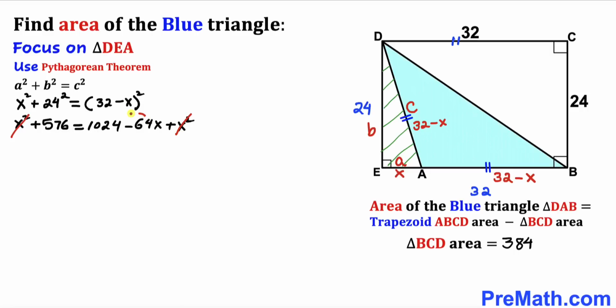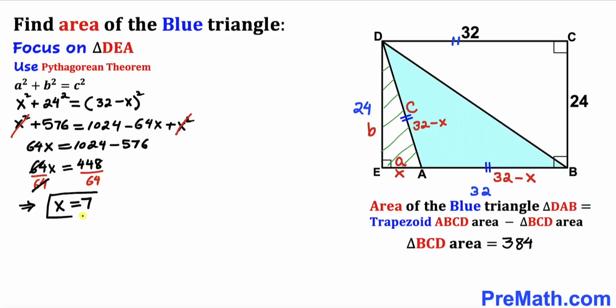Let me go ahead and move this negative 64x to the left hand side, whereas I'm going to move this 576 to the right hand side. So therefore we end up with 64x equals 1024 minus 576. Now let's divide both sides by 64 to isolate x. So therefore our x value turns out to be 7 units.